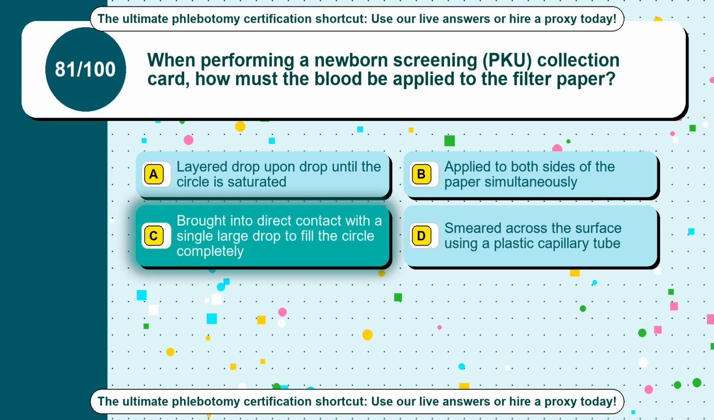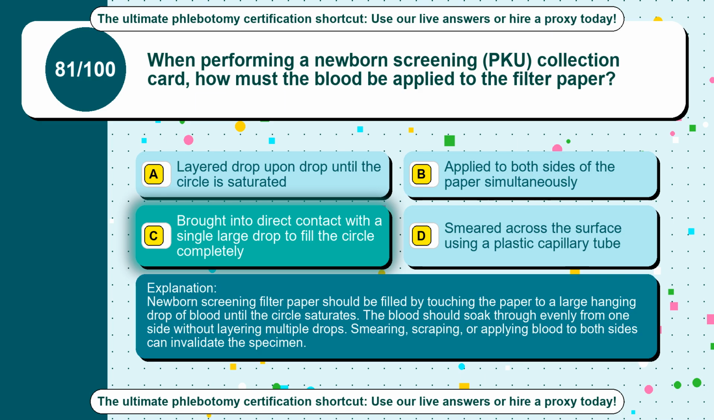Brought into direct contact with a single large drop to fill the circle completely. Newborn screening filter paper should be filled by touching the paper to a large hanging drop of blood until the circle saturates. The blood should soak through evenly from one side without layering multiple drops. Smearing, scraping, or applying blood to both sides can invalidate the specimen.